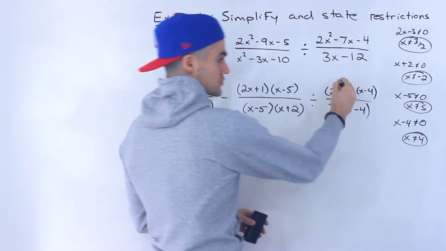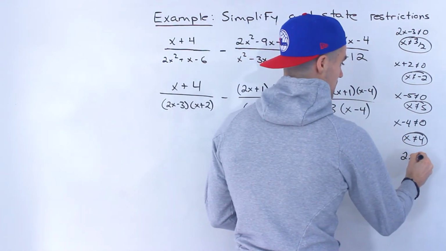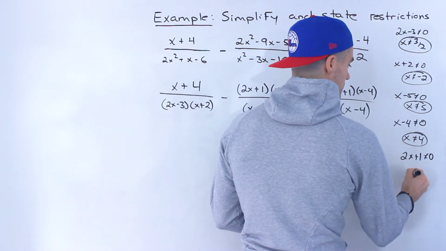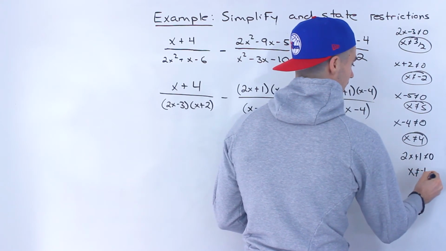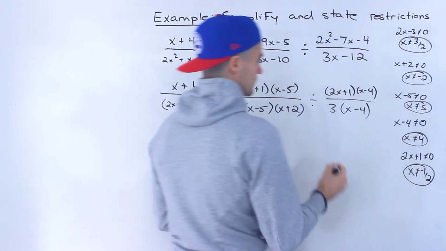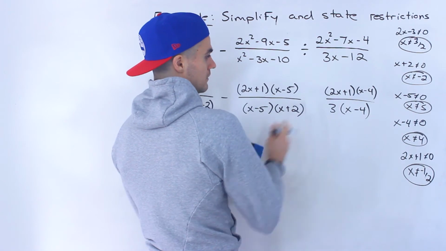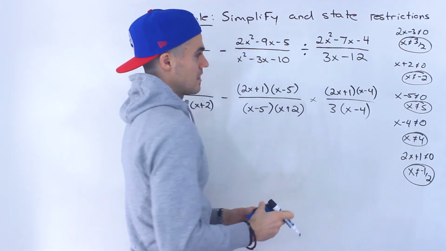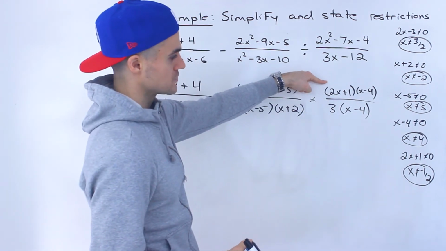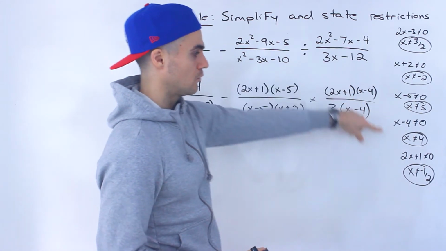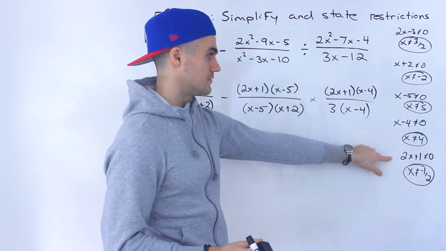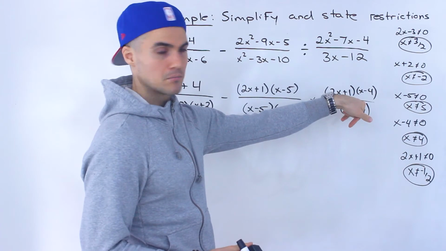And we also have to get the restriction from this 2x plus 1. So 2x plus 1 cannot equal 0, so that means x cannot equal negative 1 over 2. Now, if this was multiplying, then this 2x plus 1 wouldn't be a restriction because we can multiply by 0.